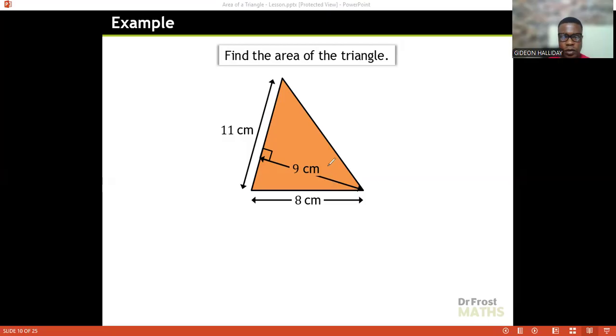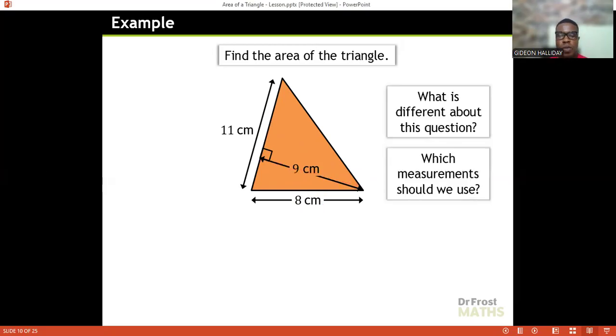So you can see that this line and this line are perpendicular. So this is the base and this will be the height, not this one. You see that? So base times height.